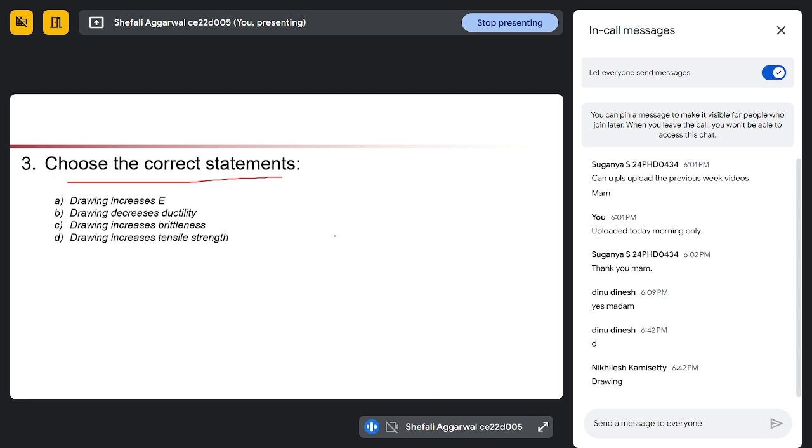So when we are drawing our polymer, why are we drawing it? It usually increases the modulus of elasticity. If you have seen that graph of polymers, if we are drawing it, this modulus of elasticity is increasing. And if you are increasing your modulus of elasticity, by default your ductility will decrease, right? This area will decrease. Your strain hardening would decrease.